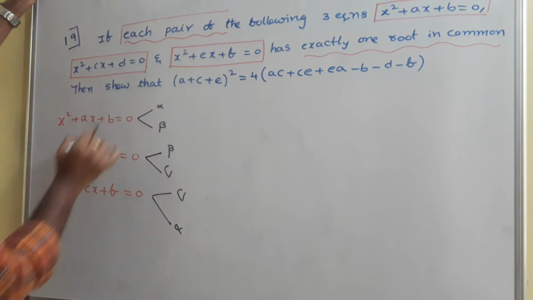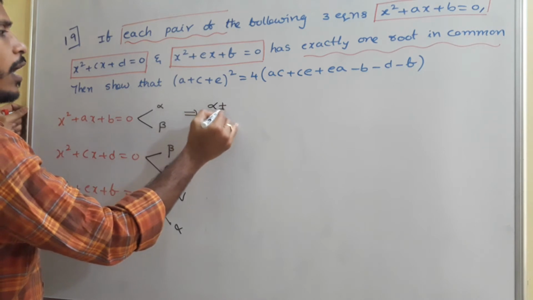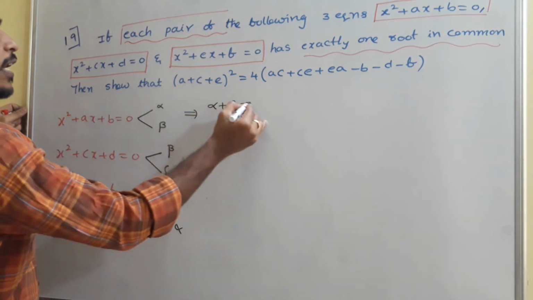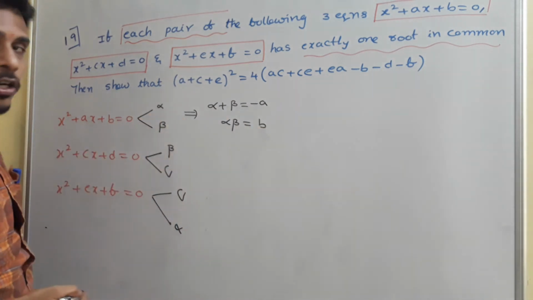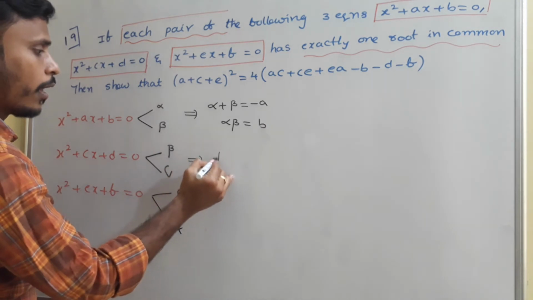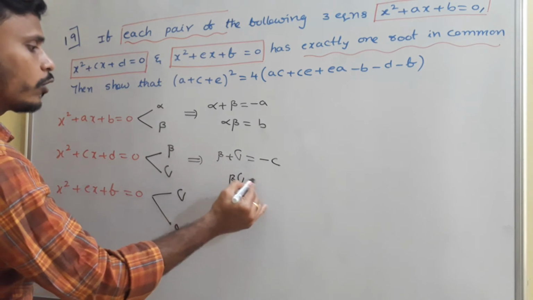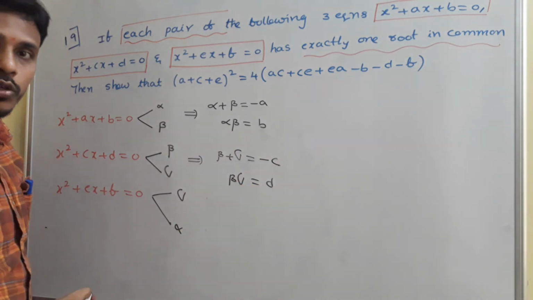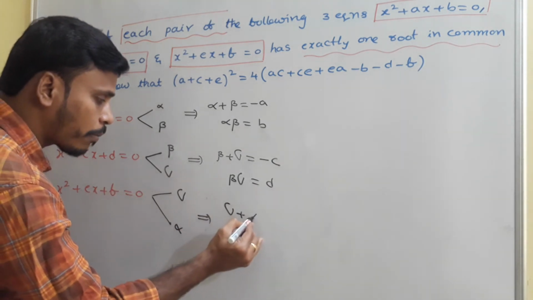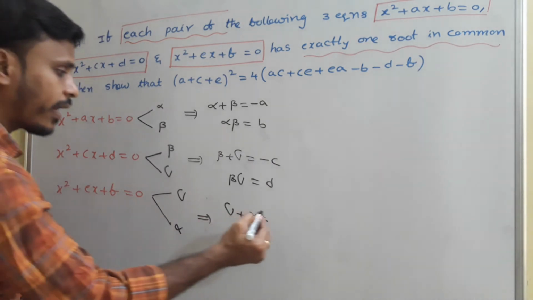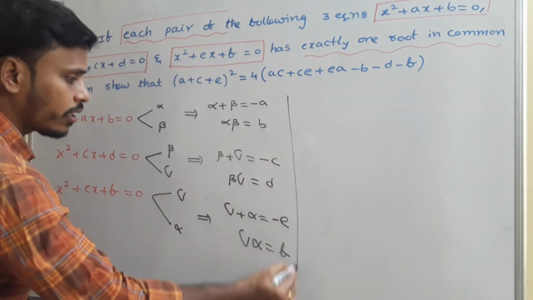So see, from this what you need to write? Easily you will write alpha plus beta is equals to minus a, and alpha into beta is equals to b. Sum of the roots and the product of the roots. Again from the second equation, beta plus gamma is equals to minus c, and then beta into gamma is equals to d. Sum of the roots and the product of the roots. Again from the third equation, the roots are gamma and alpha. Sum of the roots gamma plus alpha is minus e, whereas gamma into alpha is f. So at the end we have all these things in our hand.